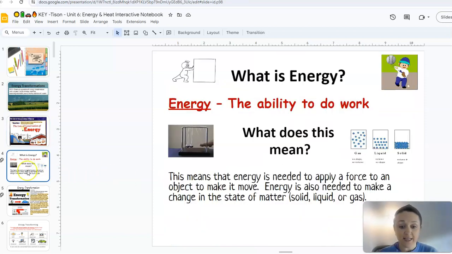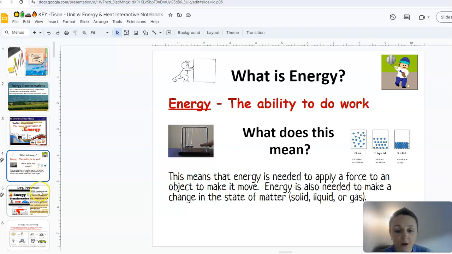So what is energy? It is the ability to do work. We know that work is a force acting over a distance, so we need energy to apply a force over a distance. Energy is needed to change things from one form to another, even when we're talking about solid, liquid, and gases. You know that a solid state has very little energy and a gas has a lot of energy, usually thermal energy and heat. So as we change from that solid, very little motion of particles state to a gas with a lot of motion, it takes energy to change those states.